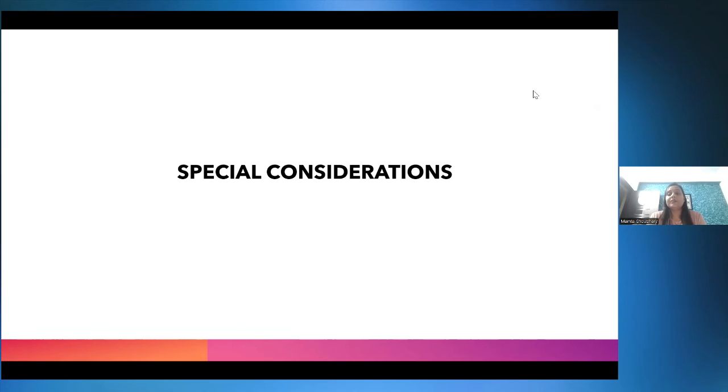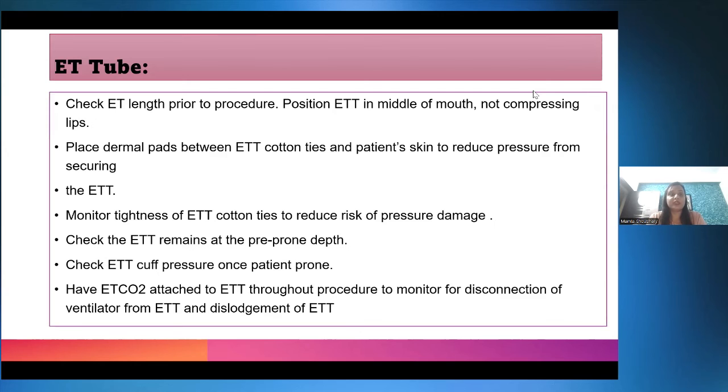What should be the special consideration when we are considering a patient for prone positioning? Firstly, it is very important to check the ET tube. Check ET length prior to positioning. Position the ET in the middle of the mouth, not compressing the lips. Place dermal pads between the ETT cotton ties and patient skin to reduce the pressure from securing the ETT. Monitor the tightness of the endotracheal tube cotton ties to reduce the risk of pressure damage.